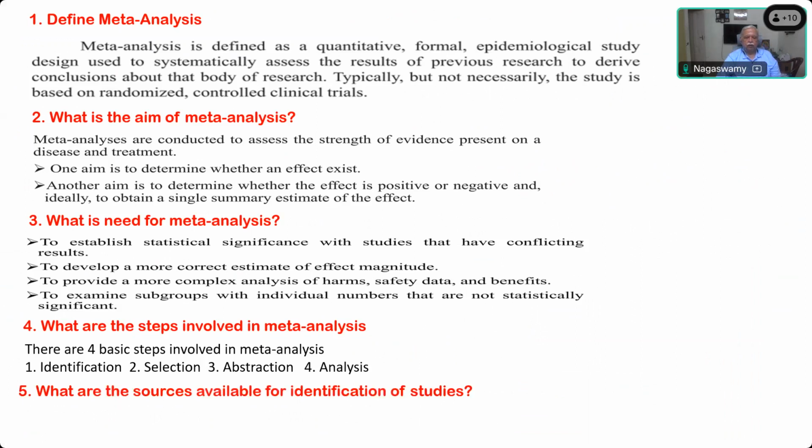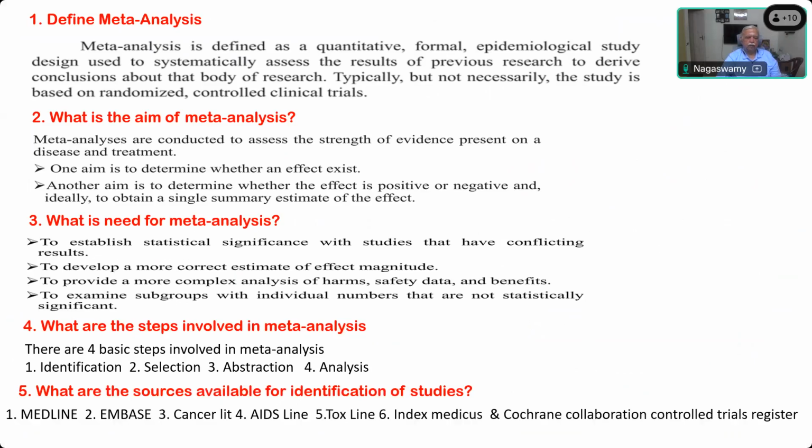What are the sources available for identification of studies? You can go by Medline, Embase, CancerLit, AgeLine, ToxicLine, Index Medicus, and Cochrane Collaboration controlled trial registers. From all these, you can take the source.